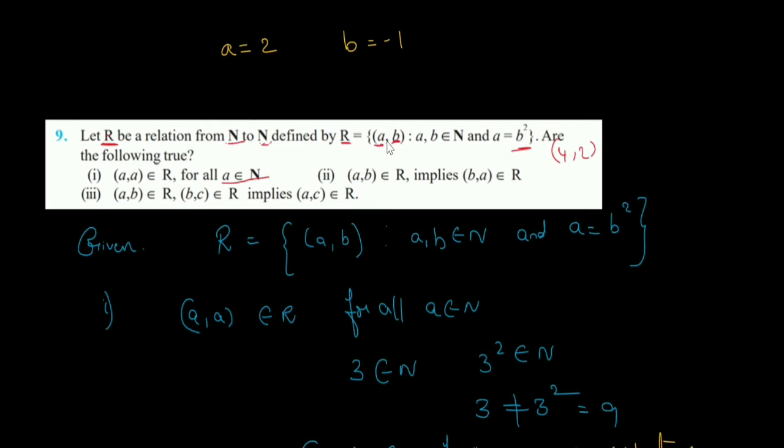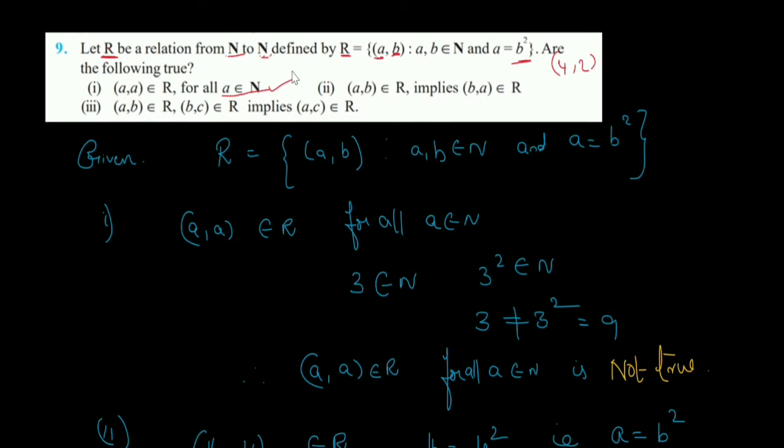So what is the condition? For (a, b), a should be equal to b square. If this statement is not true for one case, then that statement is a false statement. If you are saying it is true, it should be true for all cases. In general, it should be true. So let us take one example. It's a very simple one, (a, a). Let us take a natural number, 3 belongs to N.